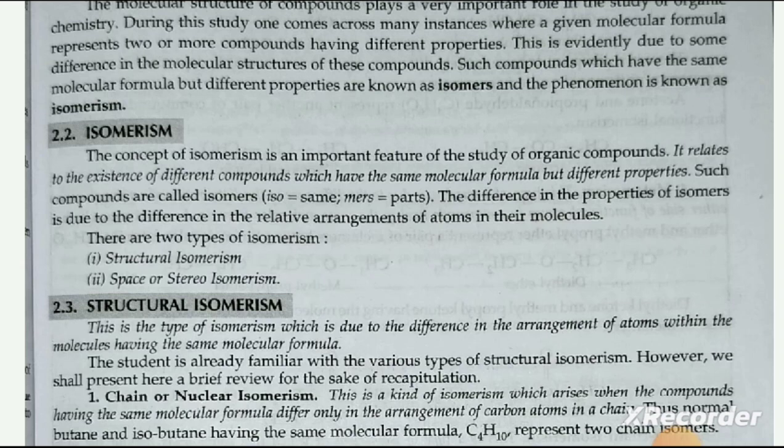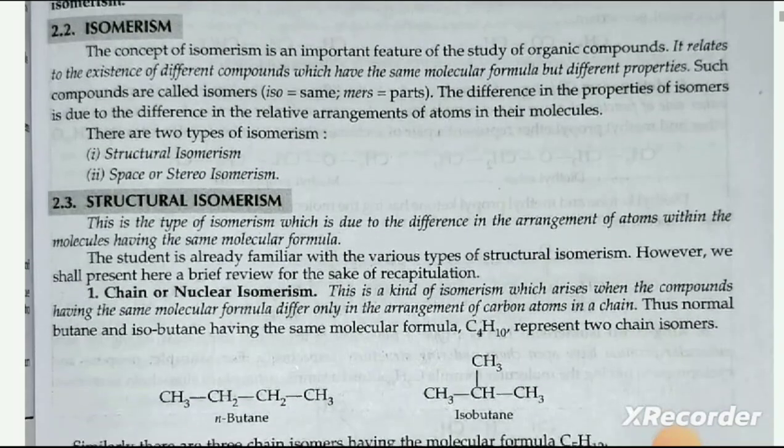Structural isomerism. This is the type of isomerism which is due to the difference in the arrangement of atoms within the molecule having the same molecular formula. The student is already familiar with the various types of structural isomerism. However, we shall present here a brief review for the sake of recapitulation. First, chain or nuclear isomerism.